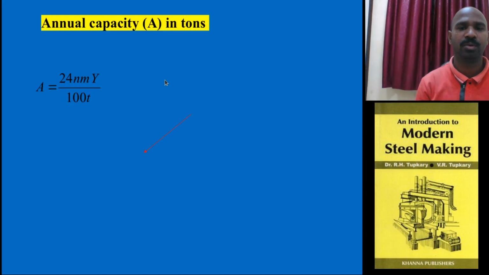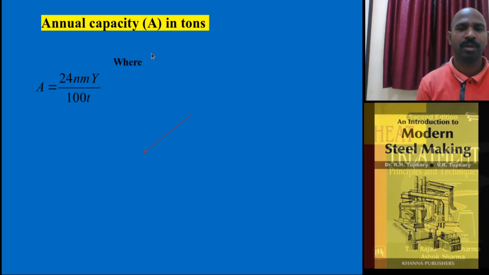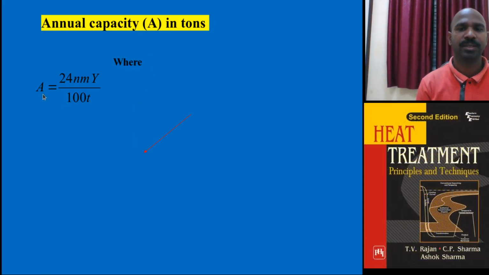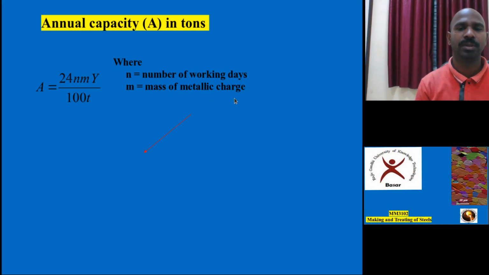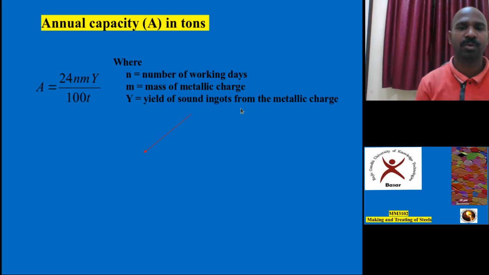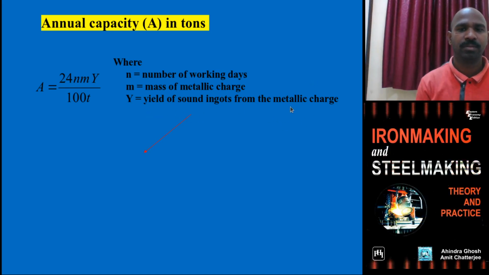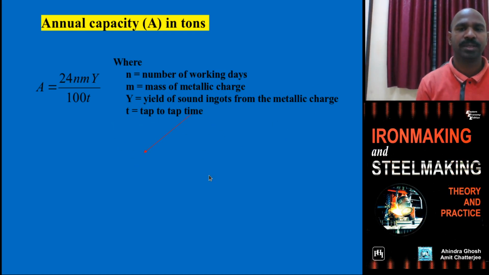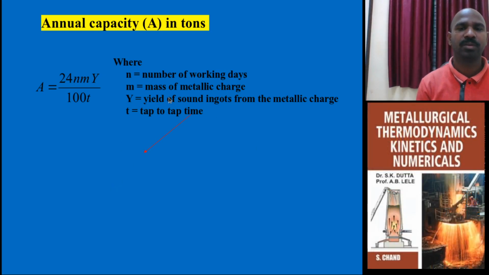How do you calculate the annual capacity of a particular electric arc furnace? You use this formula: A = 24 n M y / (100 T), where small n is the number of working days, M stands for the mass of the metallic charge used for producing the steel, y is the iron yield, how much iron was contained in the metallic charge, and T is the tap to tap time, how much time elapses from one tap to another. For example, 50 minutes for one tap, another 15 minutes for another one. So what is the difference?